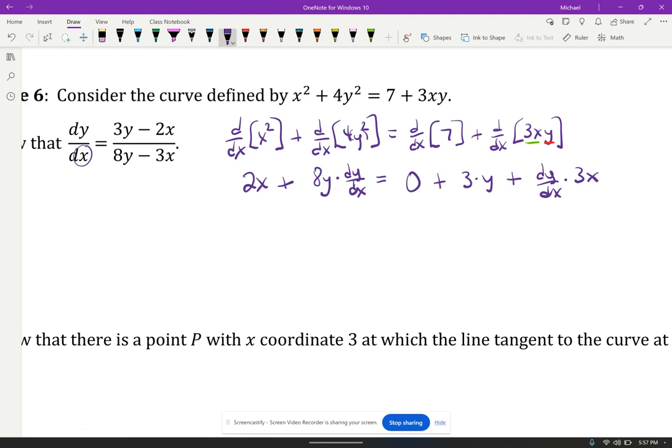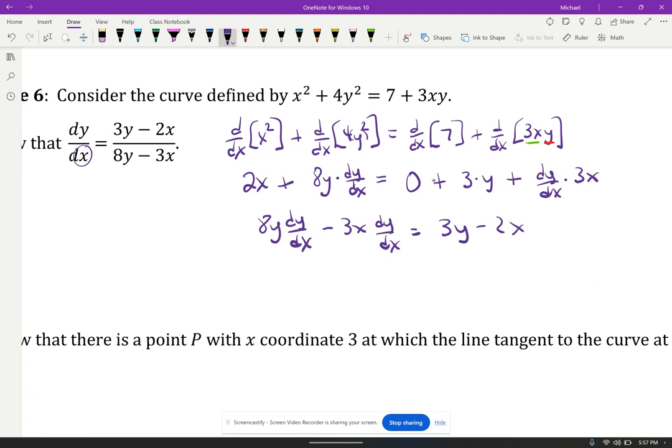Okay, so I took the derivatives. Awesome. I'm going to put anything that has a dy/dx on the left side of the equal sign, and anything that doesn't have a dy/dx, I'm going to move to the right side of the equal sign. So 8y dy/dx is already there, but I'm going to subtract this to the other side of the equal sign and set it equal to 3y, which is already there, but I'm going to subtract this to the other side of the equal sign. And now I have everything with the dy/dx on one side, anything that doesn't have a dy/dx on the other side.